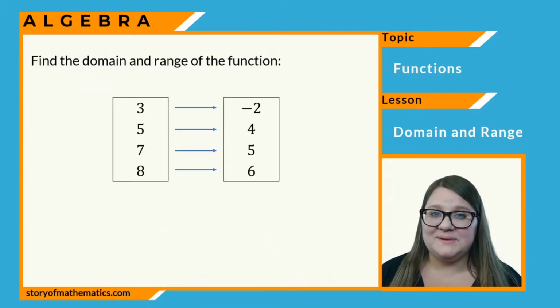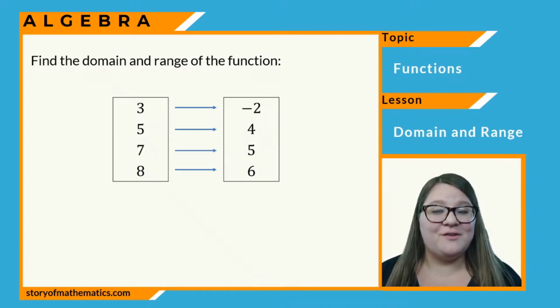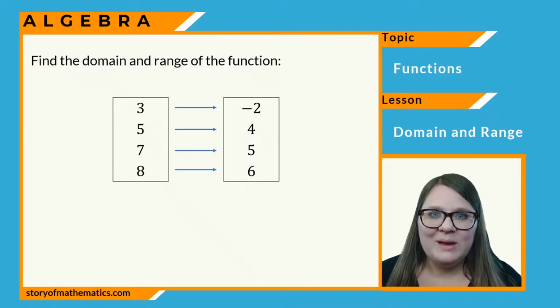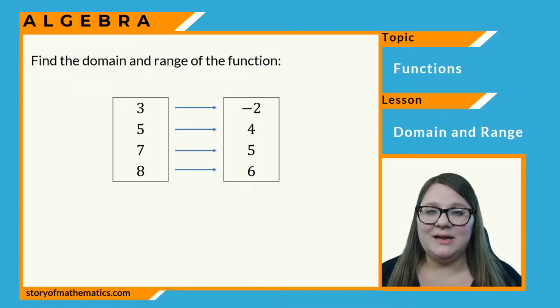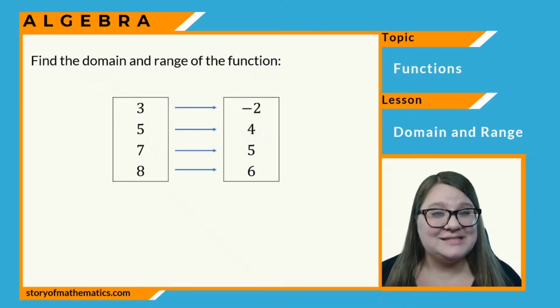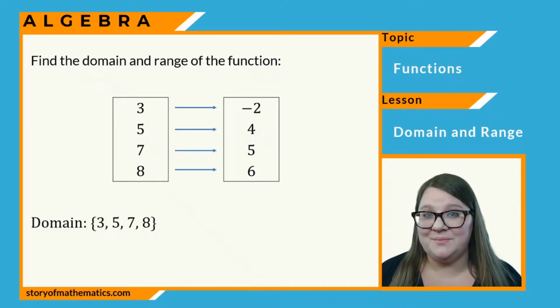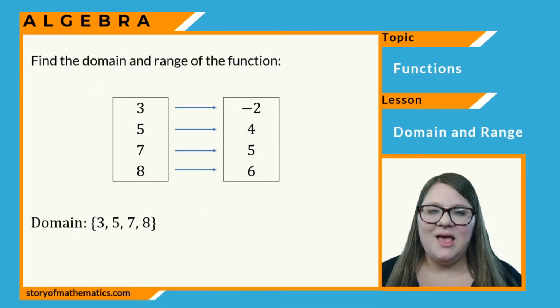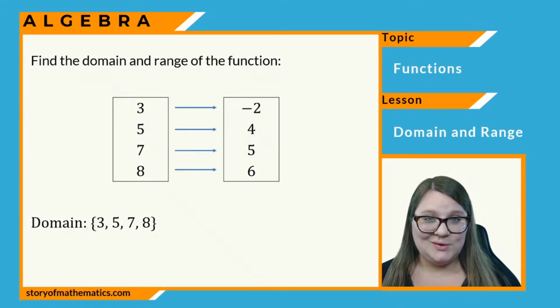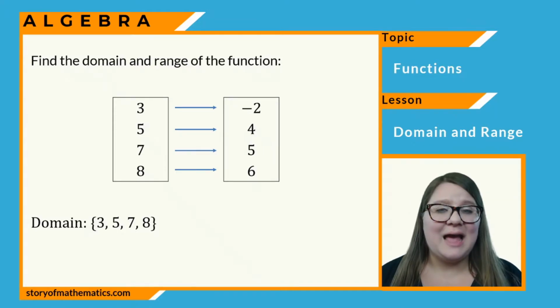Now, one way we can represent functions is something like this, where we have a set of input arrowed over to our set of outputs. When we have a set of numbers, we're going to list them out for domain and range. So in this case, our input numbers are 3, 5, 7, and 8. So that is our domain. And because it's a list rather than an interval, we put squiggle brackets around the list.